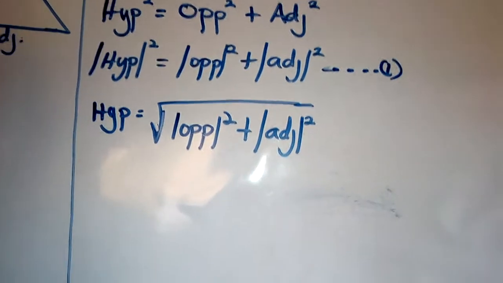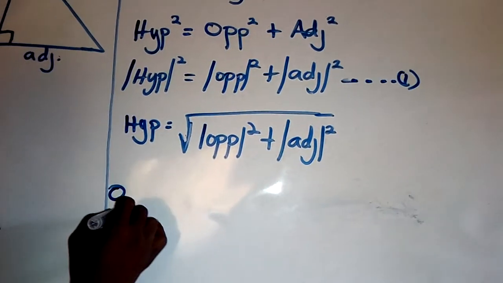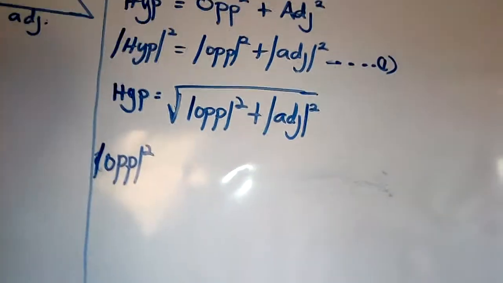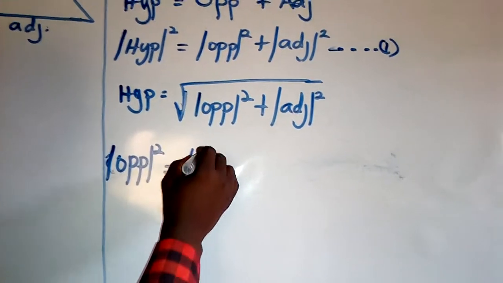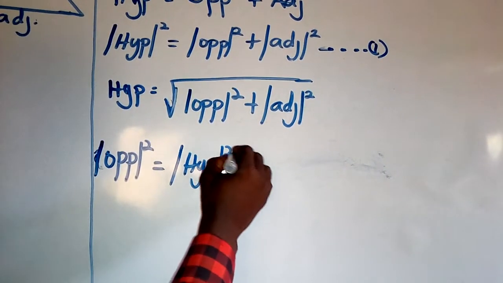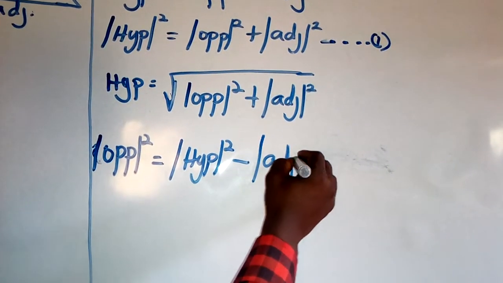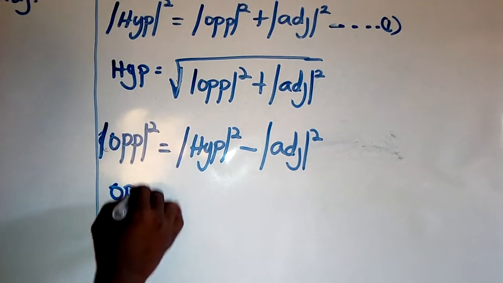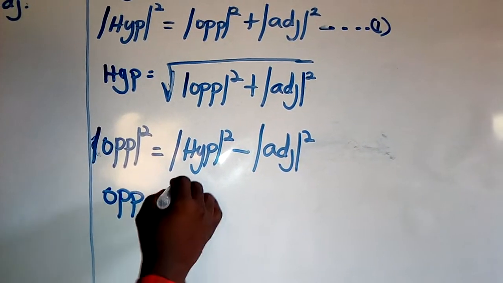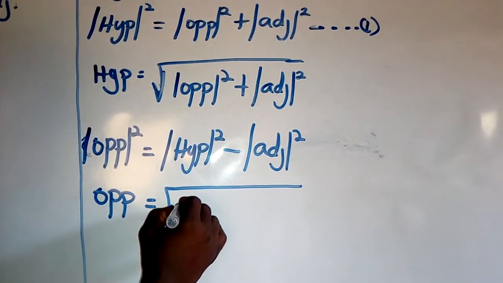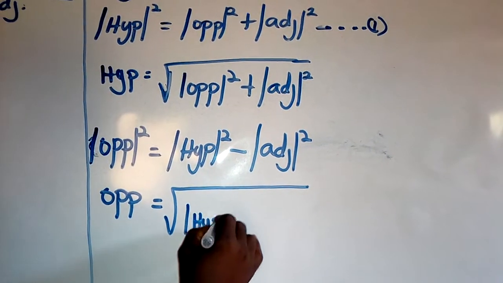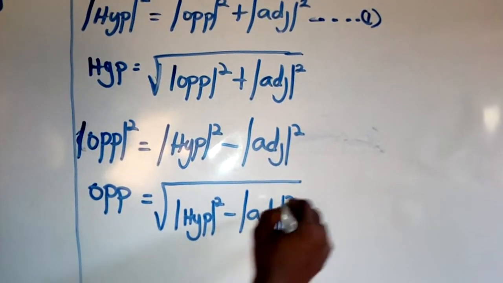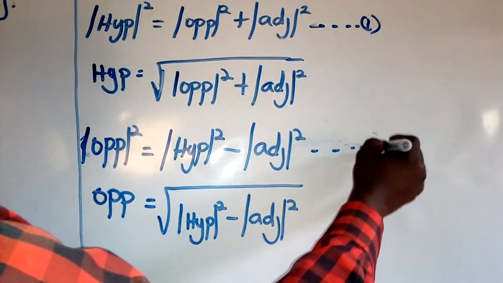Then, for the second one, you can also do it for your opposite. To look for the opposite, the opposite square is hypotenuse square minus adjacent square. Invariably, it means your opposite is equal to the square root of your line of hypotenuse square minus line of adjacent square. This is your second formula.